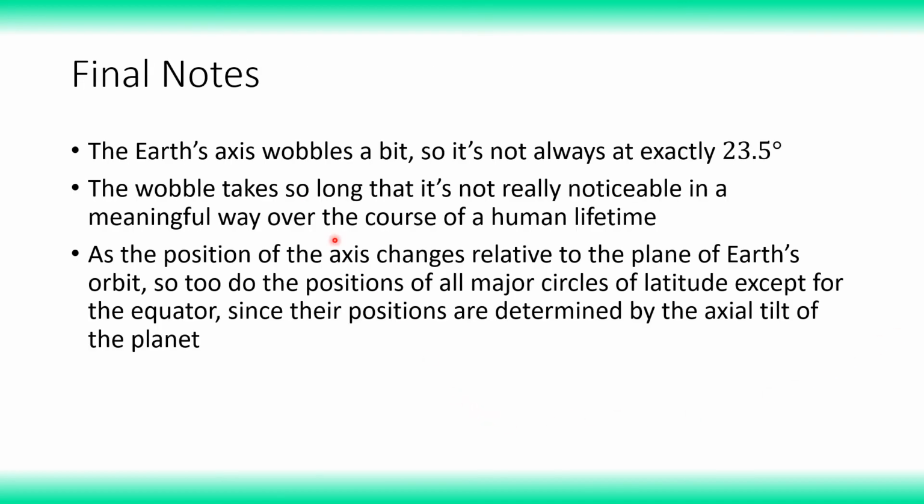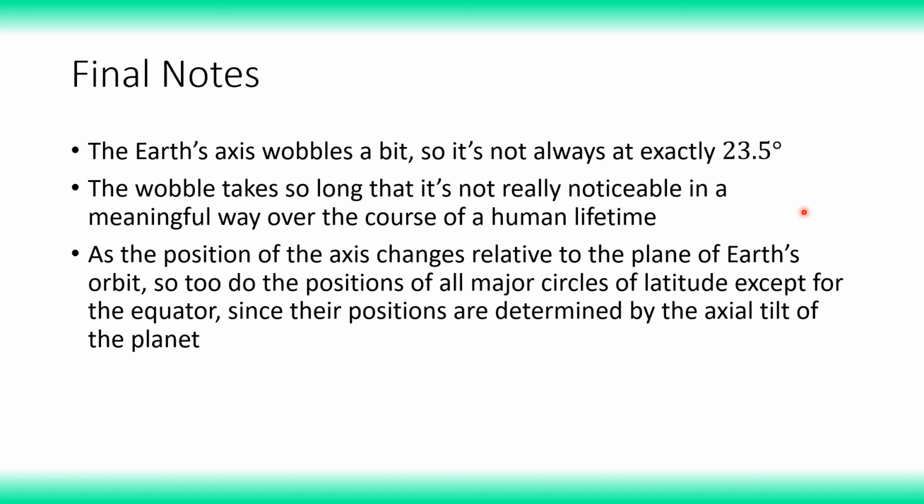So yeah, just a couple of final notes. I wasn't sure I would mention this earlier on in the lesson, but I wanted to mention it now. The Earth's axis does wobble a little bit, but it's only a couple of degrees, and it's over such a long period, something like 41,000 years, that we really can't notice it on the scale of a human lifetime. So for all intents and purposes, we can just say it's 23.5 degrees. That's maybe worth noting, but don't confuse it with the axis wobbling causing the seasons, because that's not the case.